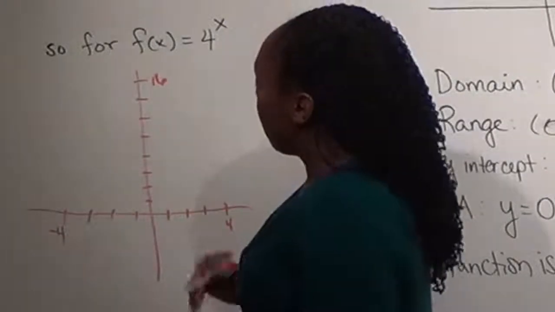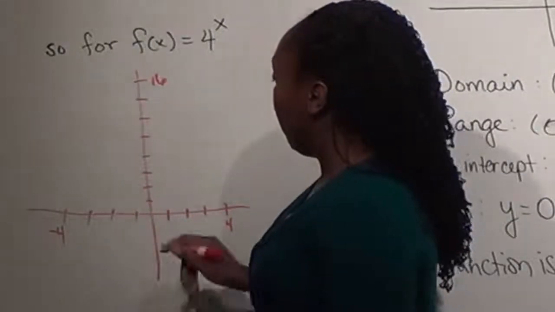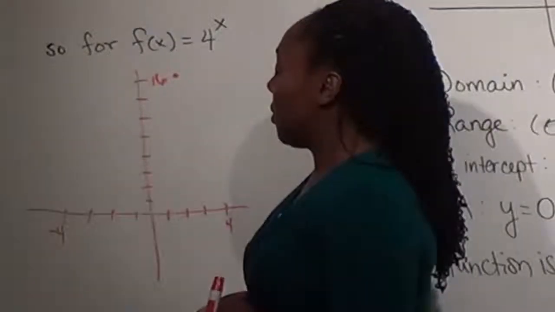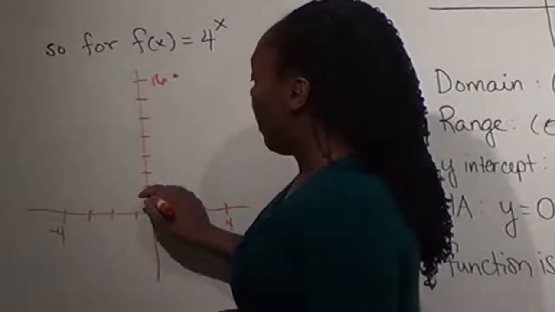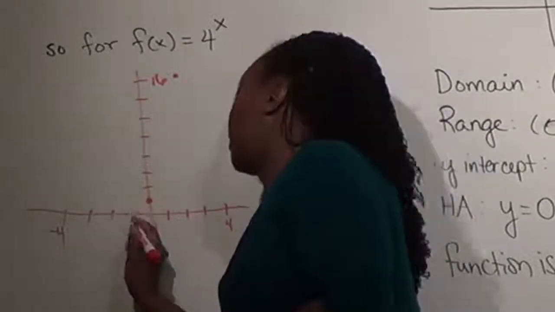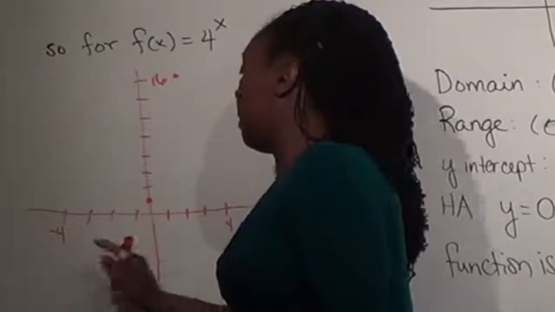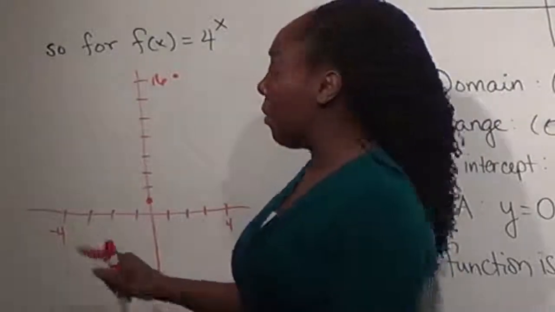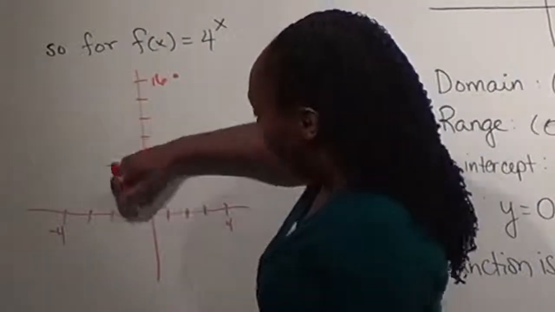Some of the nice ones that we had, well, when x was 2, we got a value of 16. At 0, we got a value of 1. At negative 1, we had a value of 1/4. Negative 3, we had 1 over 64. That one's probably not going to be so easy to graph.